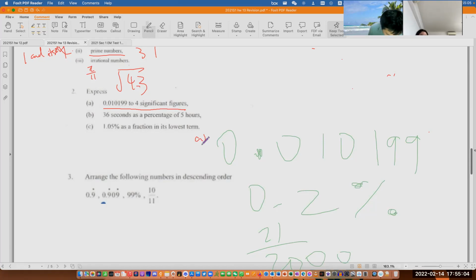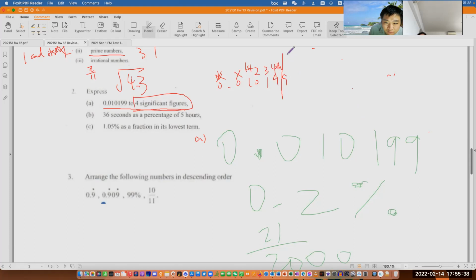Okay, let's look at it together. This one, 0.010199. So you have to be extra careful for significant figure. You need to count. This is not your first because the first has to be non-zero. This is also 0, so it's not the first. So the first starts from here. Second, third, fourth. If you have the fourth here, you look at the one after that.